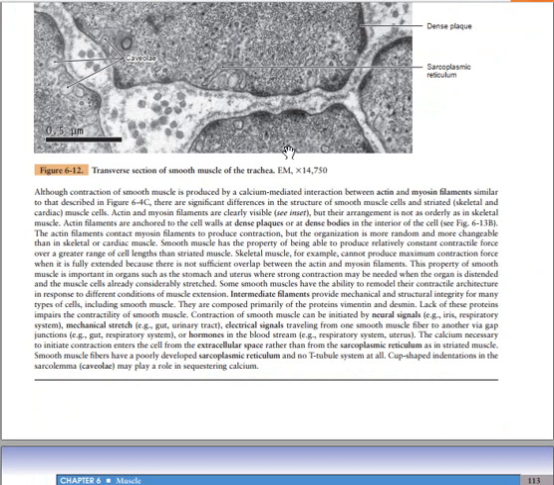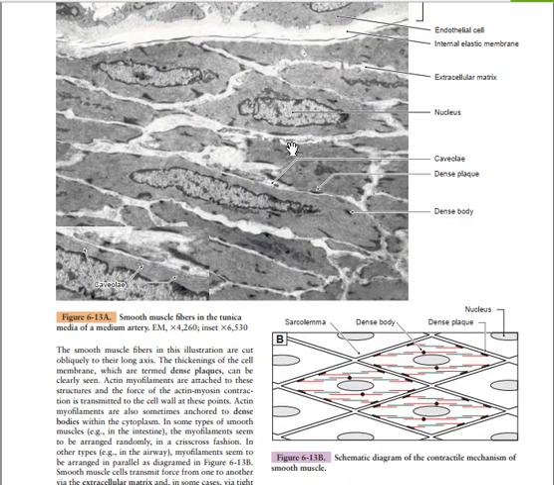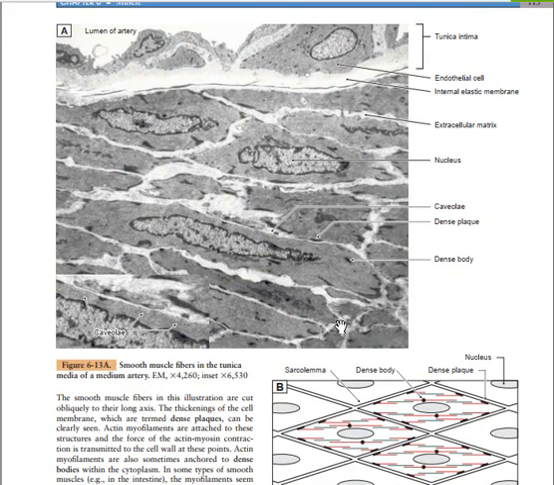Now, although contraction of the small muscle is produced by calcium-mediated interaction between the actin and myosin filament, similar to that of the cardiac and skeletal muscle, you need to know that there is a significant difference. Also, I forgot to tell you that the arrangement of the actin and myosin filament in the case of small muscle is not by the Z-line I band, but instead by a crisscross pattern. So here they are instead crisscrossing. I'm just going to show you that later. So it's a crisscross pattern.